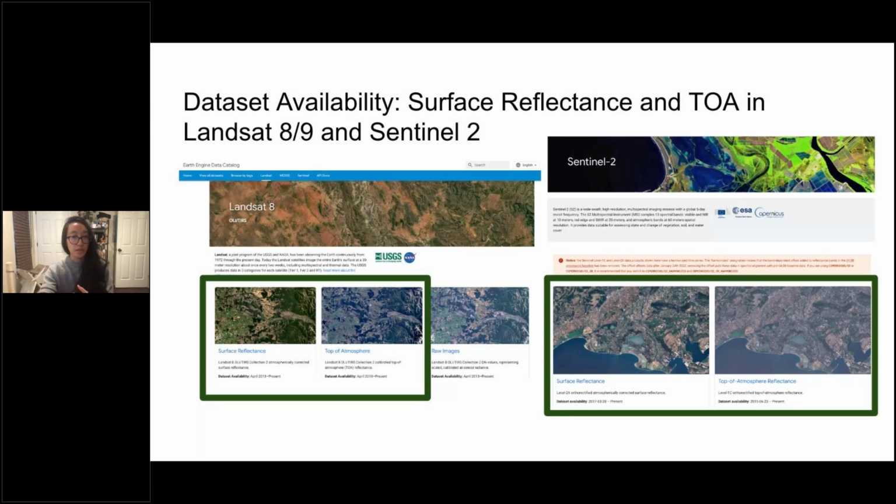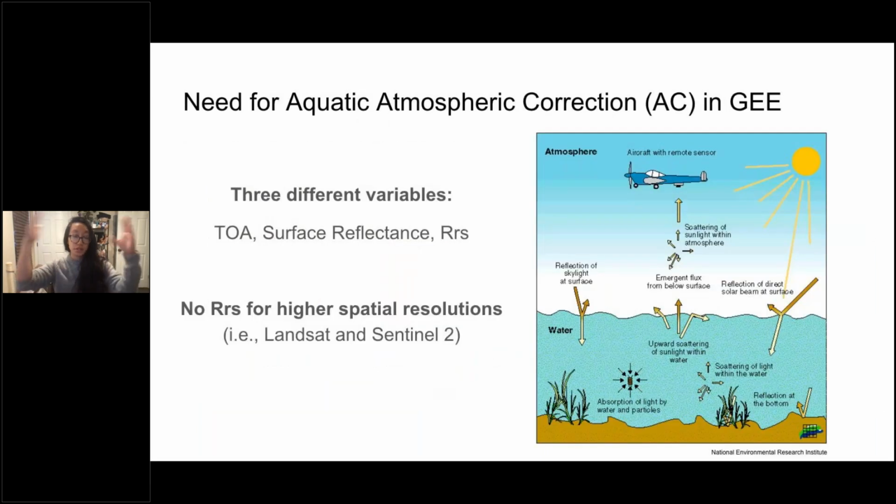But this all points to a need when we're thinking about larger scalability, because there are three different variables across different sensors. This is an older figure, but it's one of my favorites to think about all of the processes that can happen. And if you're more interested in seagrass, water column properties, or maybe the sea surface, surface reflectance for things that are floating is sufficient. Essentially, there's already so much information on GEE, but making these individual decisions on your next steps can be a lot when working in the GEE space.